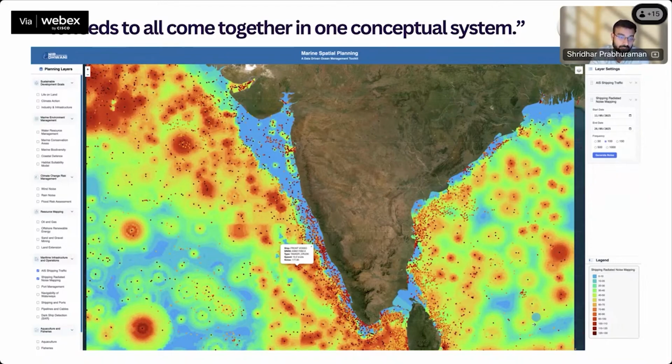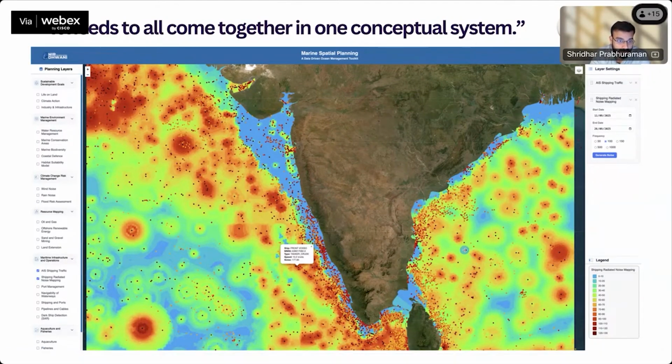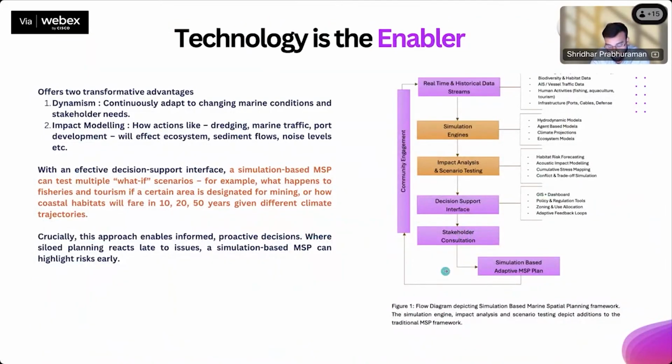So what we're looking for is a single system where we have all the different planning layers coming together: habitat suitability models, marine biodiversity, and all the different kinds of noise calculated and showcased in the map, wind noise, rain noise, shipping noise, and a lot of different things like pipelines and cables, in order to understand what kind of risks and what kind of mitigation practices we need to take for undersea cables that are flowing through the region, if at all we want to perform drilling or offshore oil rig construction. So a single platform that showcases all that information.